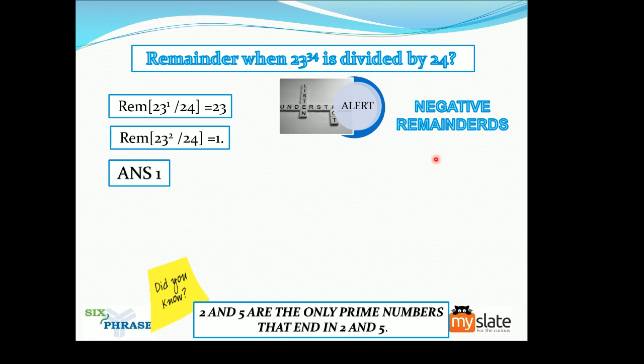So how come this concept of negative remainders came about? Guys, actually, remainders cannot be negative. But for the sake of solving problems, we assume remainders to be negative. For the sake of solving problems easily, yes, you can solve this problem like this, but there is an easier way of solving this problem. So I'll tell you why and how.